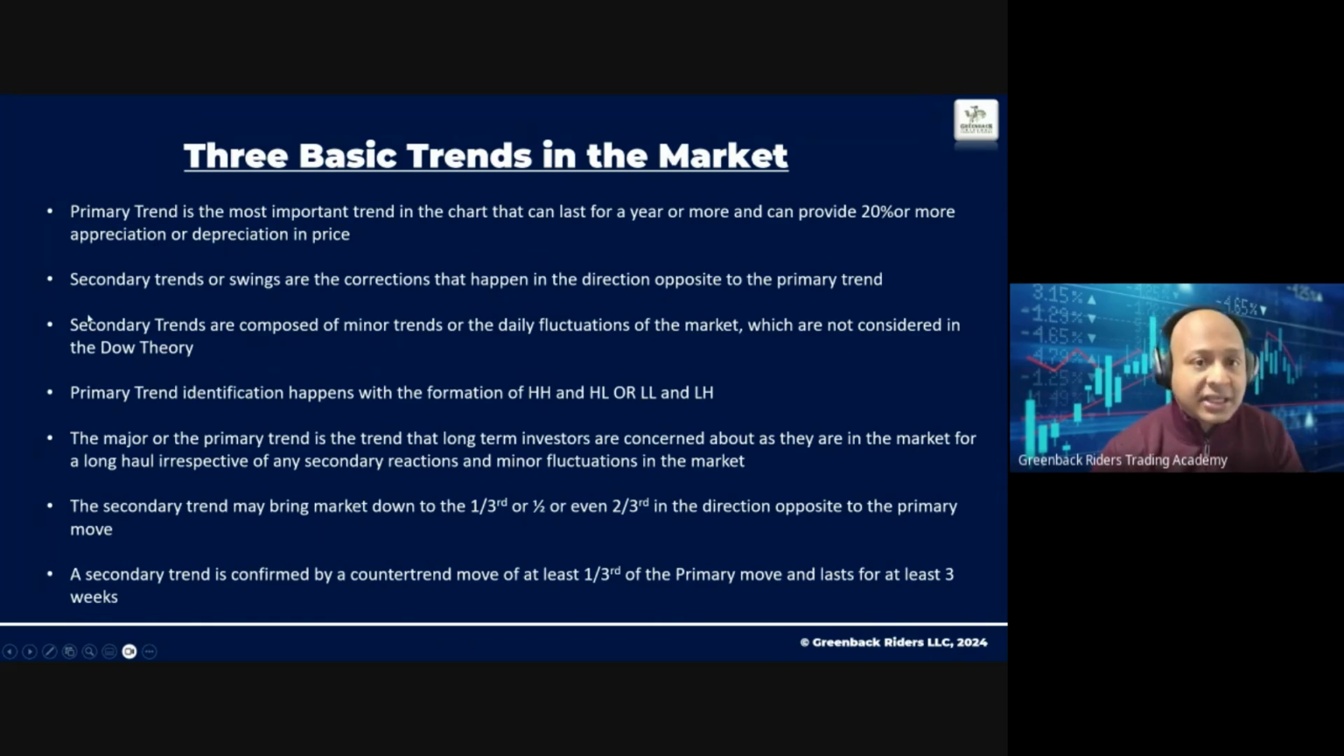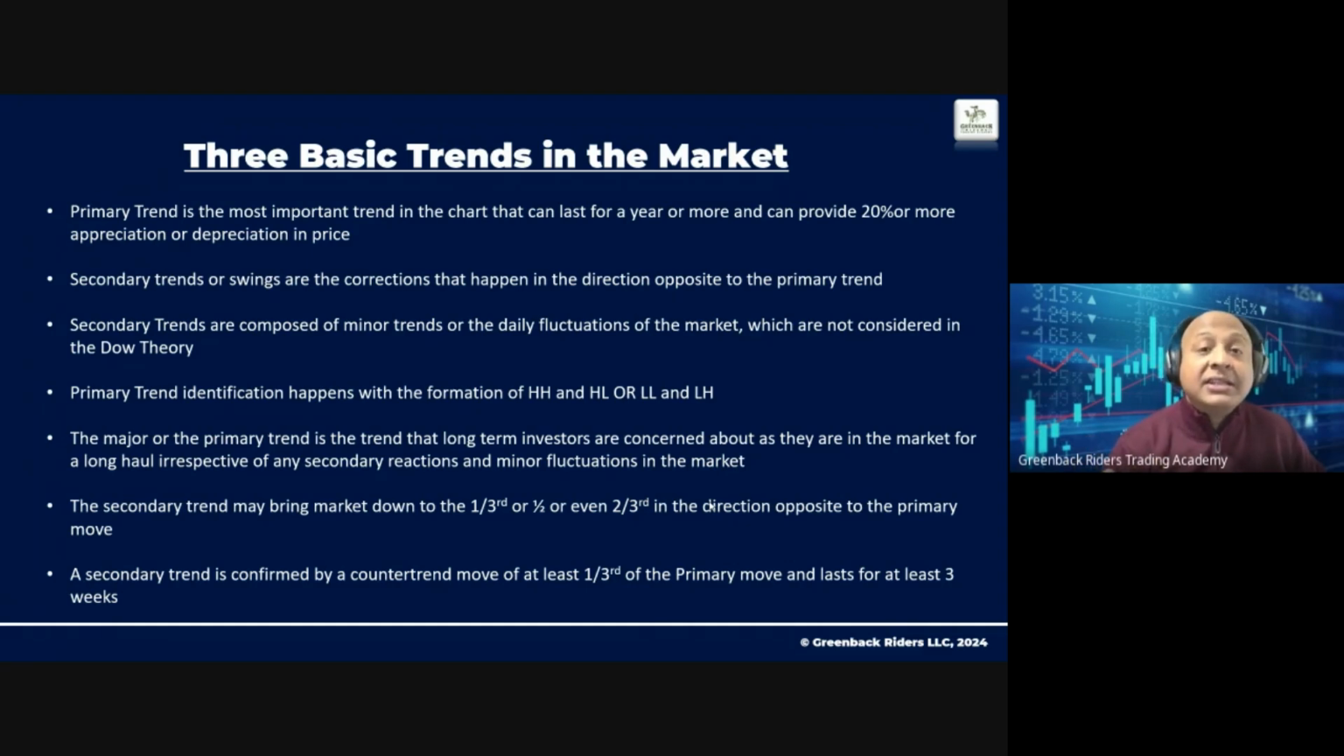Now, there are certain characteristics of the secondary trend that have also been defined by the Dow theory. The primary trend identification happens with the formation of higher highs and higher lows, or lower lows and lower highs, whichever direction the primary trend is. The major or primary trend is the trend that long-term investors are concerned about, as they are in the market for the long haul, irrespective of the secondary reactions and minor fluctuations in the market. So as long as they do not see a major low taken out, till that point of time, they may keep on holding their positions. They may keep on accumulating more positions with the expectation that the market will not take out the lower low.